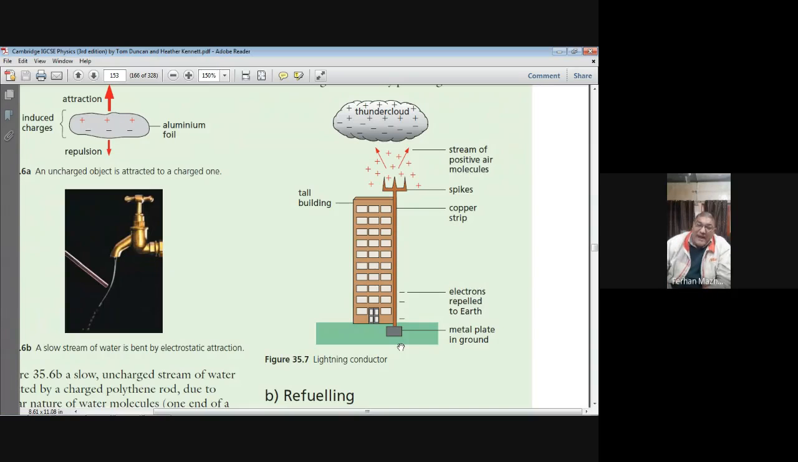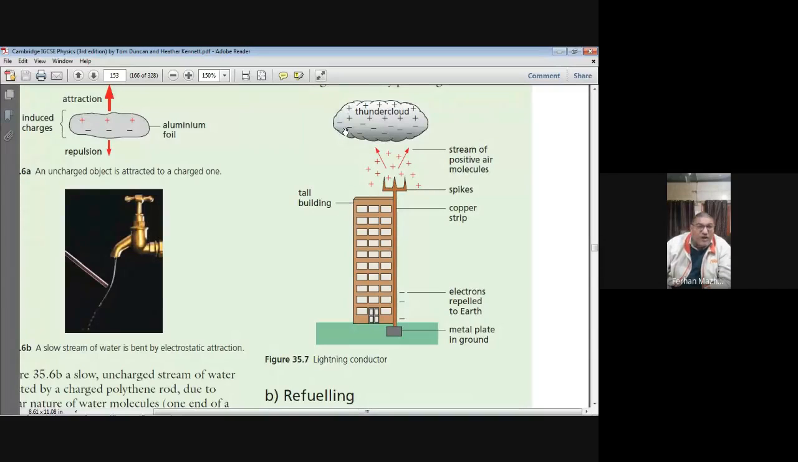So what is the benefit of this lightning conductor? You see, whenever there will be thunder, there will be lightning in the clouds. So you see what happens. For example, we have this scenario. Here we have a thunder cloud, and the bottom of the thunder cloud is negatively charged, and the top of the thunder cloud is positively charged.